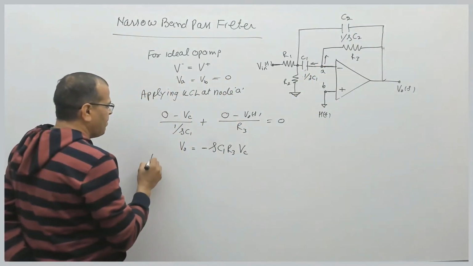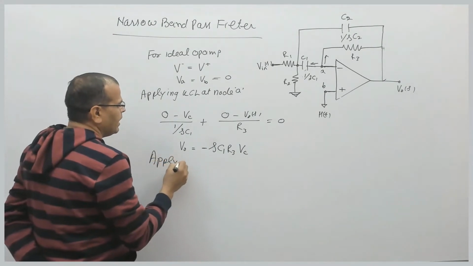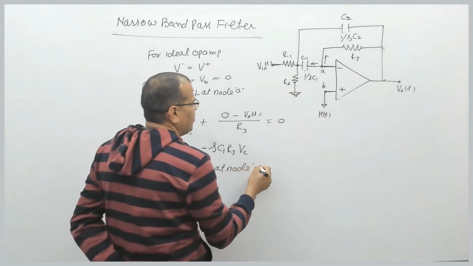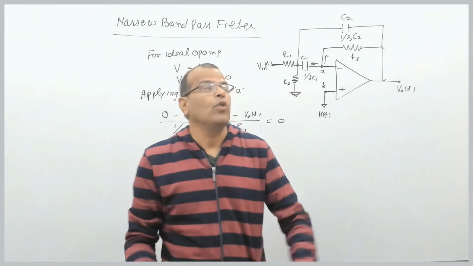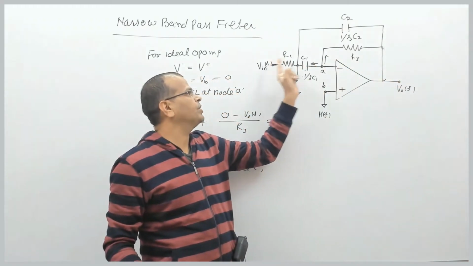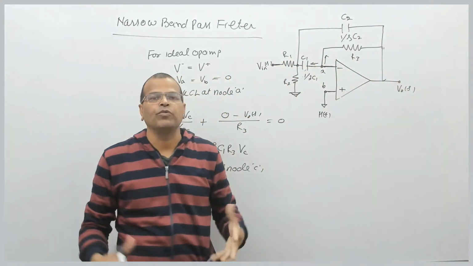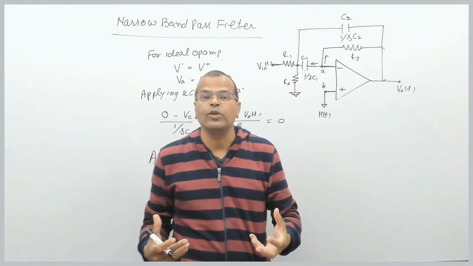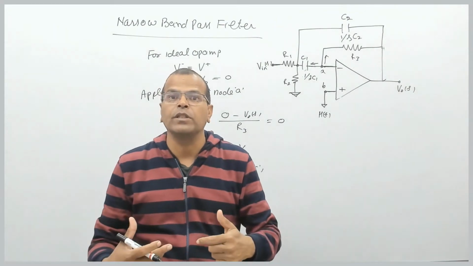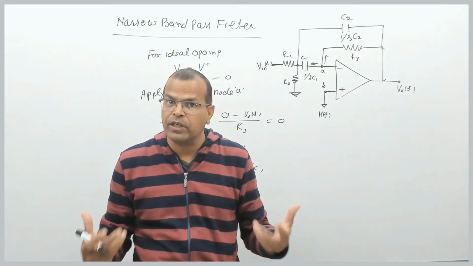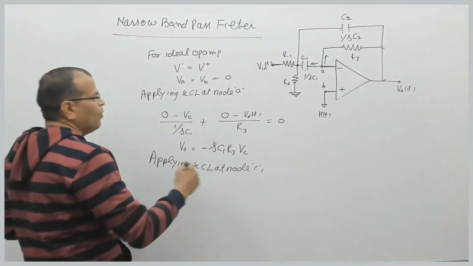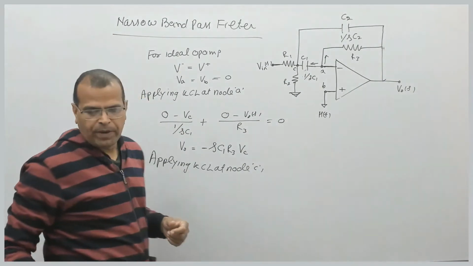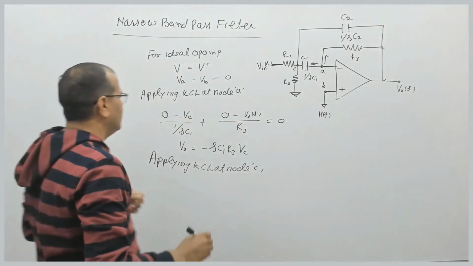Now what do we do? Applying KCL at node C. Please see, what is the purpose? We are trying to find the transfer function, that is the relationship between output and input voltage of the circuit. The ratio of output voltage to input voltage is nothing but the transfer function of the circuit, which gives the gain of the circuit, right? So when you apply KCL at node C, what do we get?